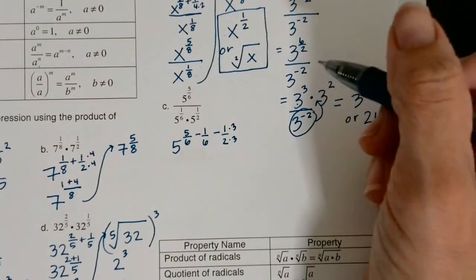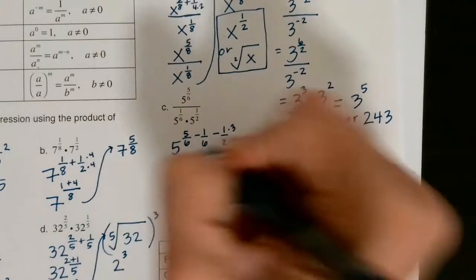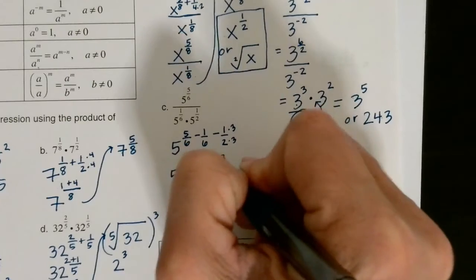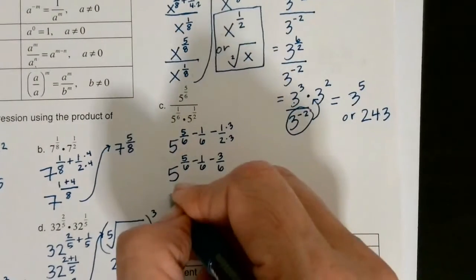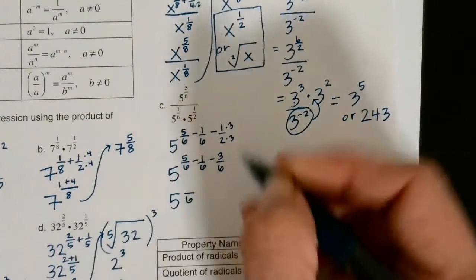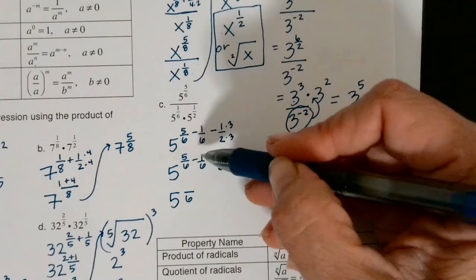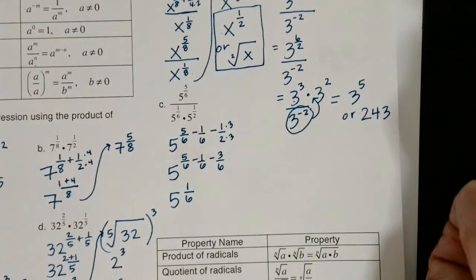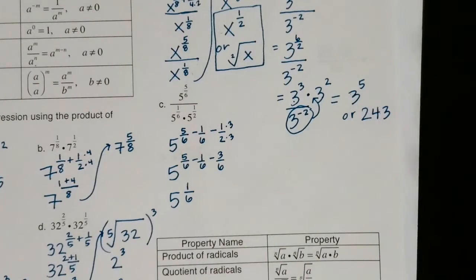So I need to get the common denominator, so I get 5 to the 5/6 minus 1/6 minus 3/6. So that's 3 fractions, but all with the same common denominator. So 5 minus 1 is 4, minus 3 is 1, so 5 to the 1/6. All right? Okay, moving on.